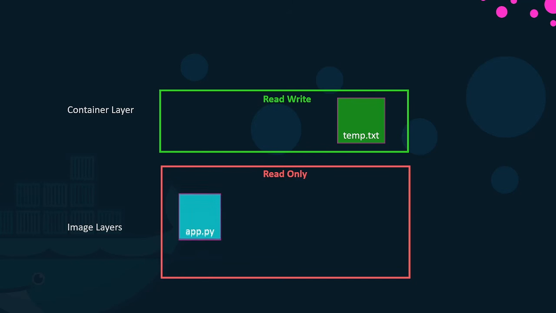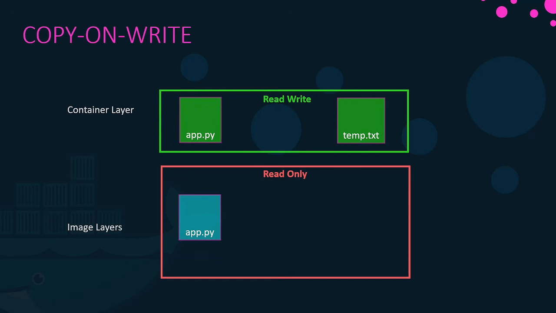No. I can still modify this file, but before I save the modified file, Docker automatically creates a copy of the file in the read-write layer, and I will then be modifying a different version of the file in the read-write layer. All future modifications will be done on this copy of the file in the read-write layer. This is called copy-on-write mechanism.